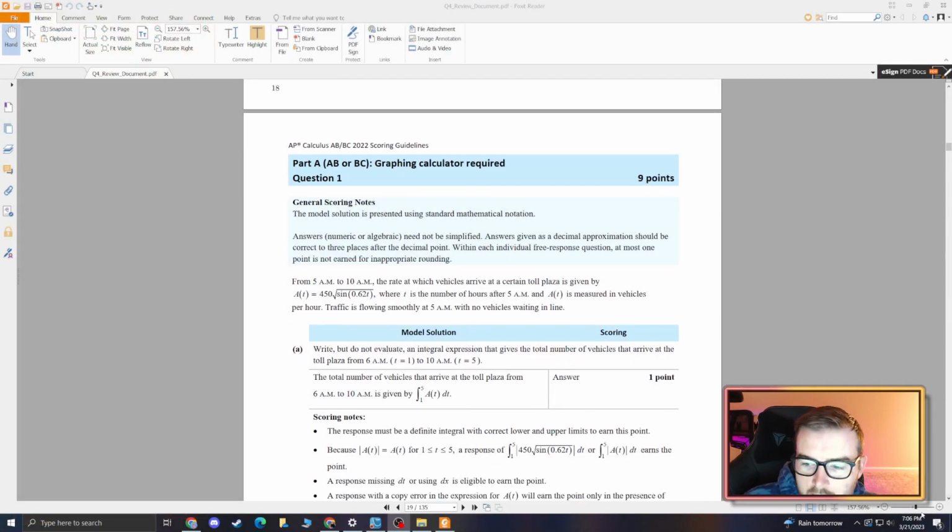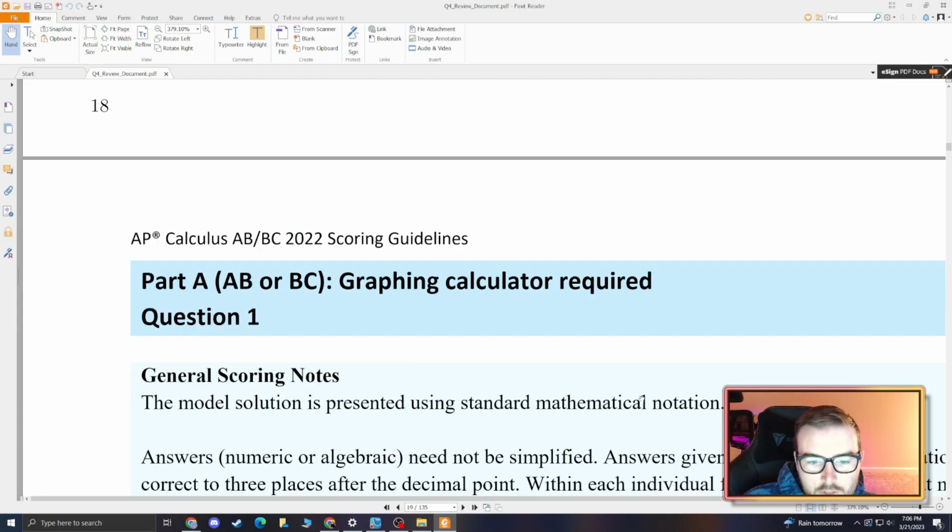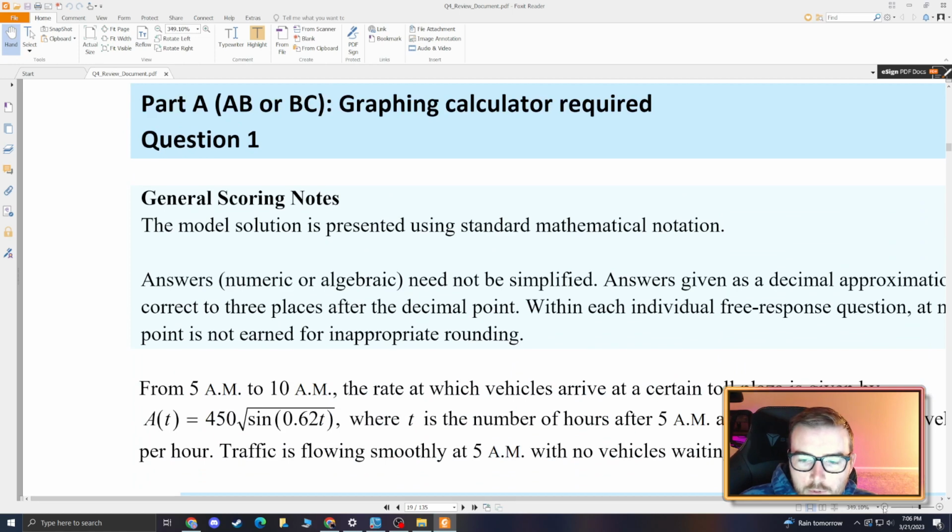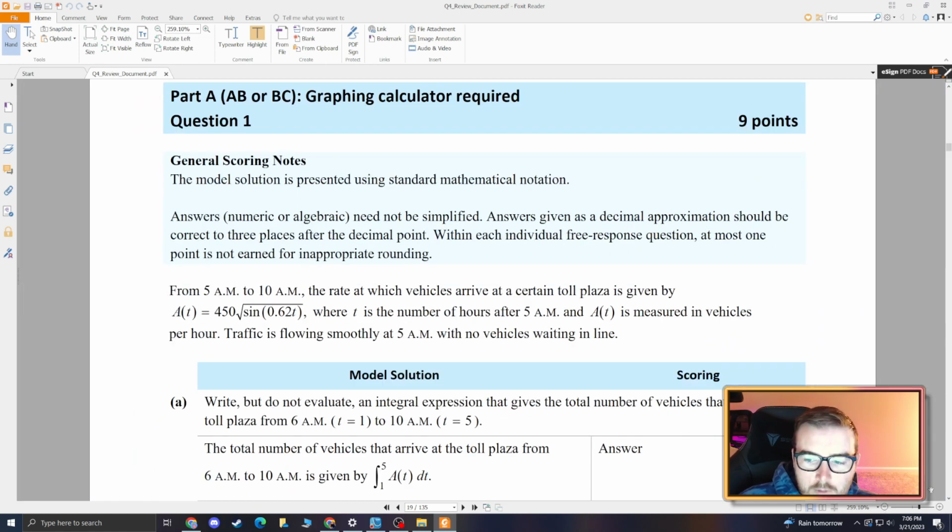Hello. I am making a video here about our first free response question that we had. It's a question from the year 2022, number one, the calculator question. I have pulled up here the scoring guidelines for the question, and I wanted to go through the scoring guidelines as well as give you some calculator tips.